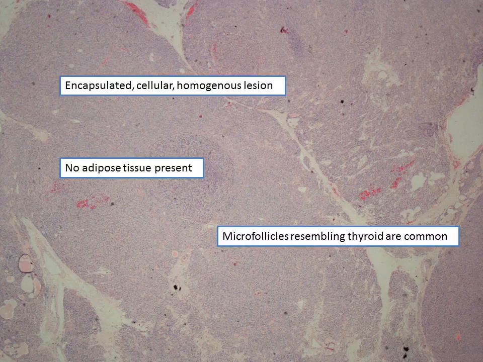This is an example of parathyroid adenoma where you see a well encapsulated, cellular, homogeneous lesion with no adipose tissue. This is a fatless nodule, and these small microfollicles sometimes can resemble thyroid, and it's not uncommon to find them. These are particularly a hassle when you are doing frozen sections and you're called to see whether this represents parathyroid tissue or thyroid tissue, and you may be fooled if you think these microfollicles are thyroid.